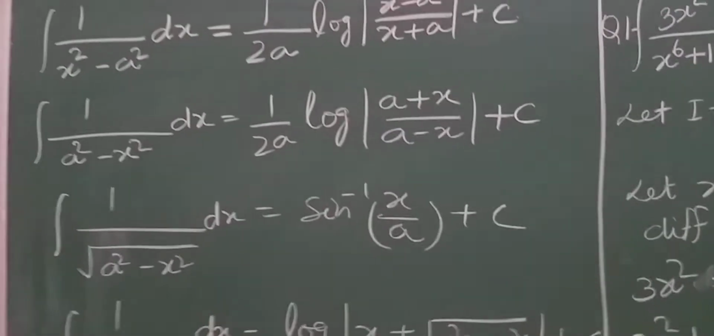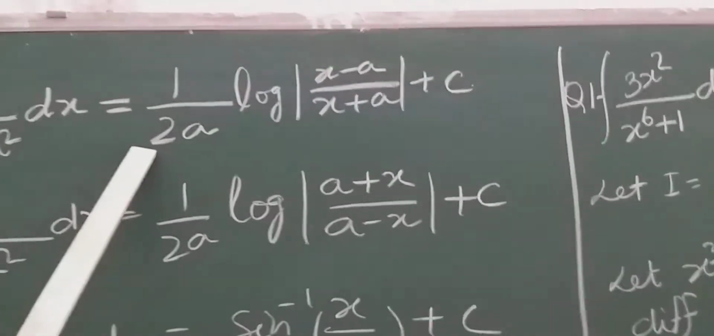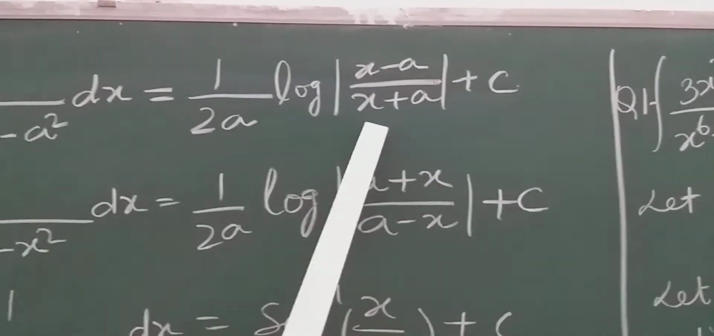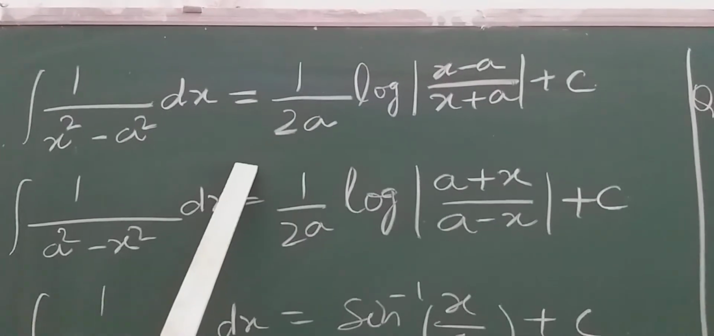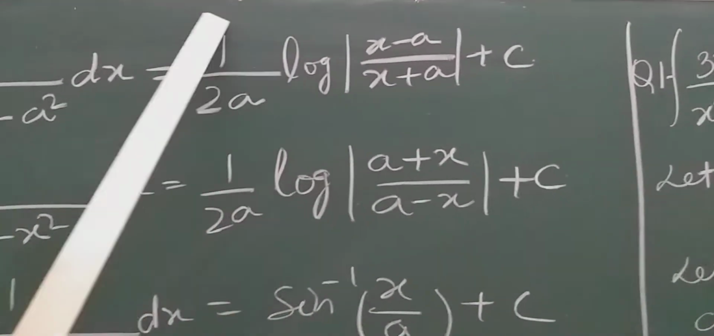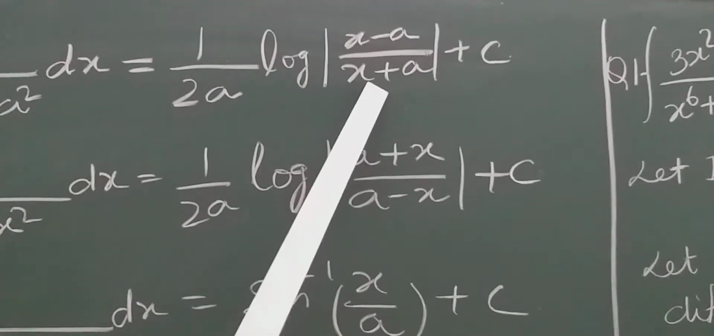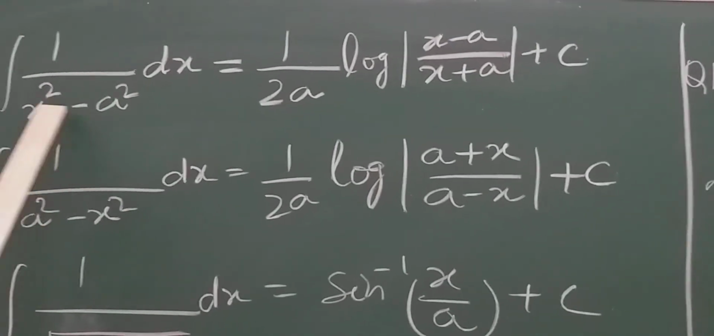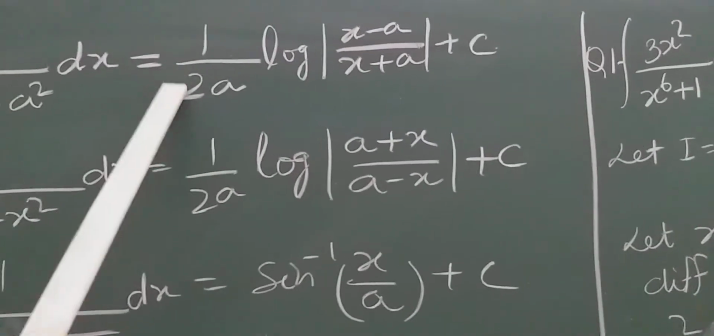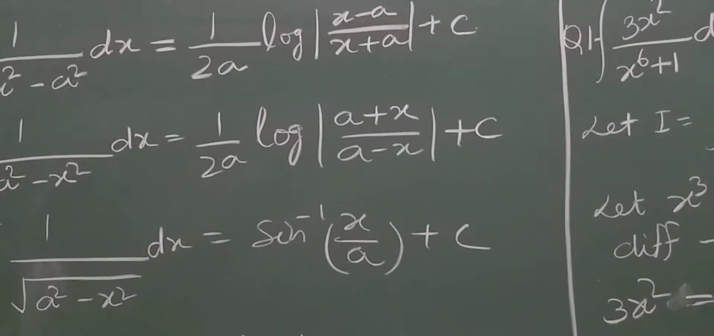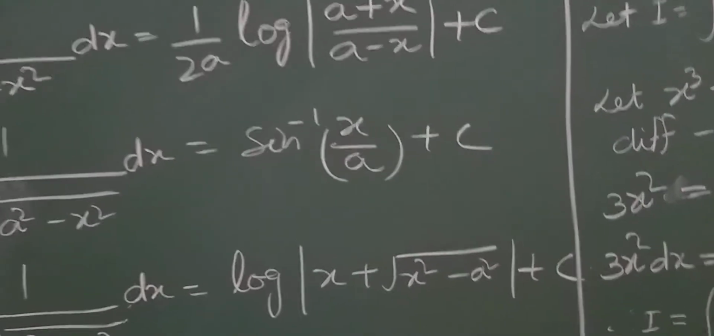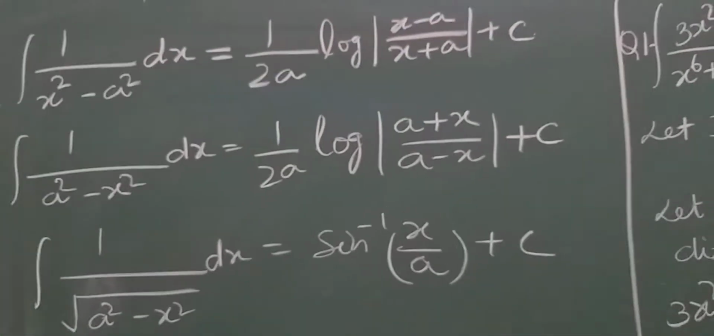Students, if you want to prove all these formulas, we can differentiate the right-hand side, so its derivative must be equal to the integrand. Okay? So what you will do at home? Find out the derivative of 1 upon 2a log of (x minus a) upon (x plus a), then you will get 1 upon x square minus a square. So by the help of differentiation, you can easily prove all these formulas. Now let us solve some questions based on these formulas.